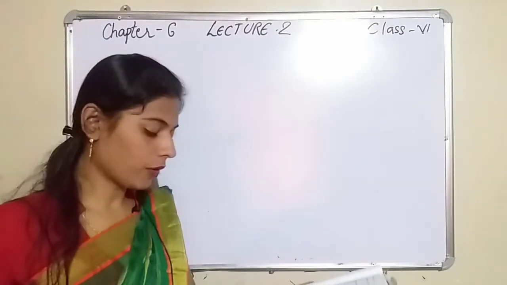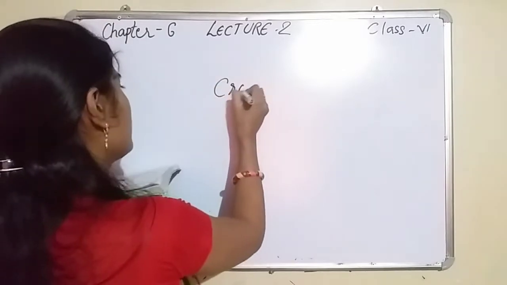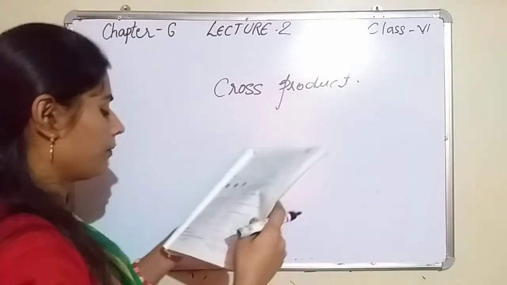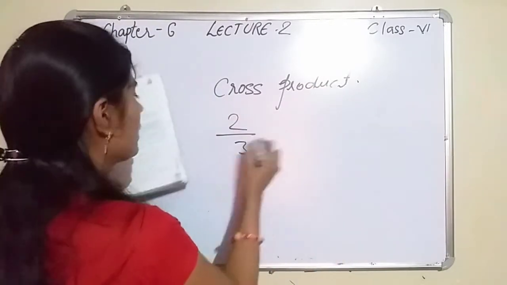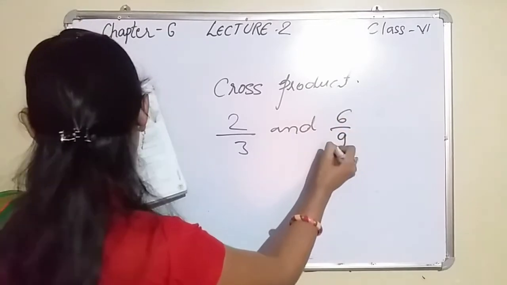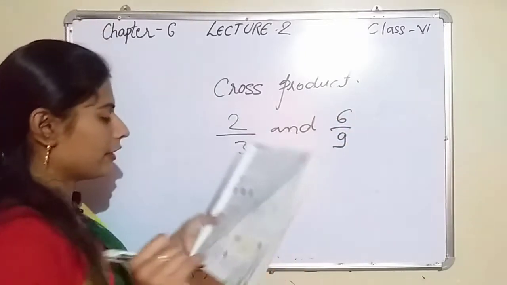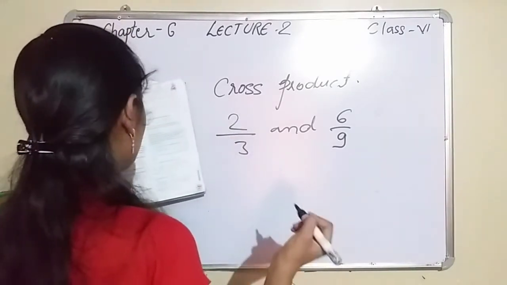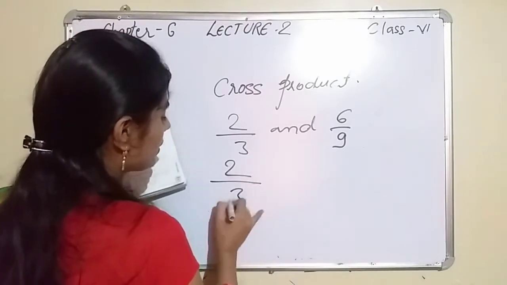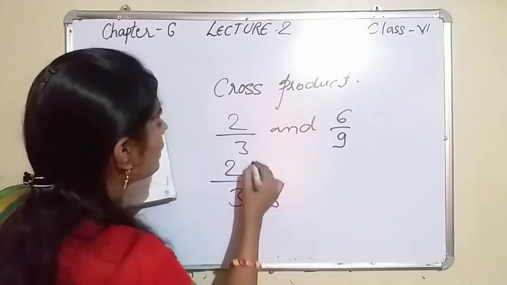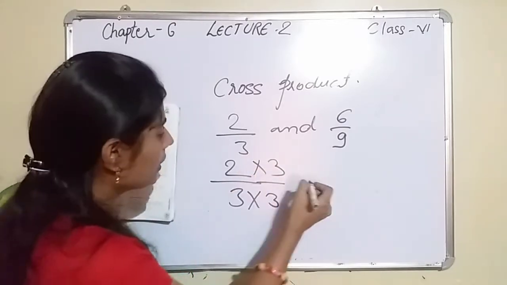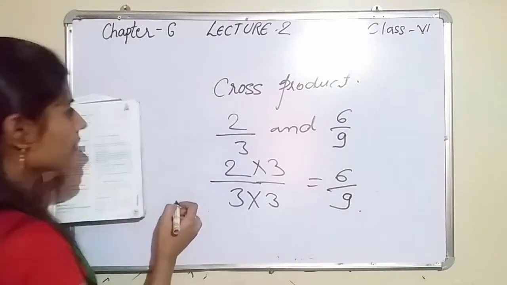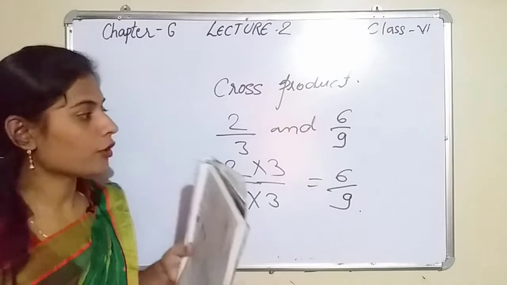Now see, what are cross products? Now we are studying about cross products. For finding cross products, see if 2 by 3 and 6 by 9 is given. On multiplying the numerator and the denominator of 2 by 3 by 3, if 2 by 3 is given, you are multiplying the denominator by 3, that means you have to multiply the numerator also by 3. Here you are getting 6 by 9. So 2 by 3 and 6 by 9, you have to find the cross product of this.